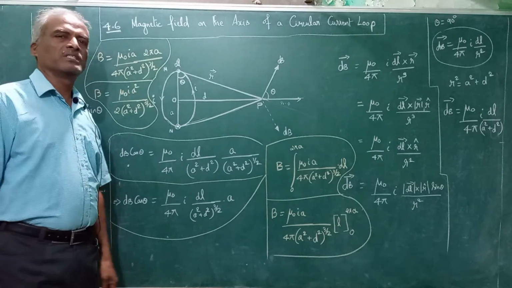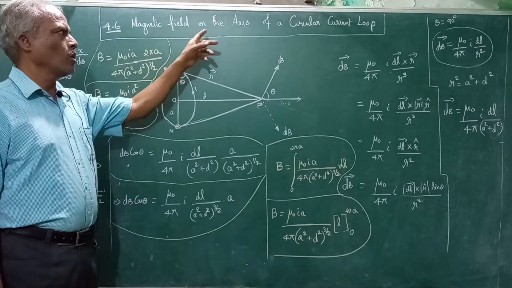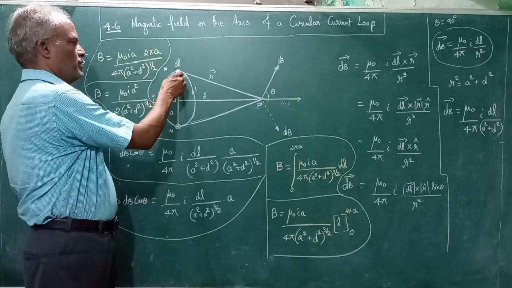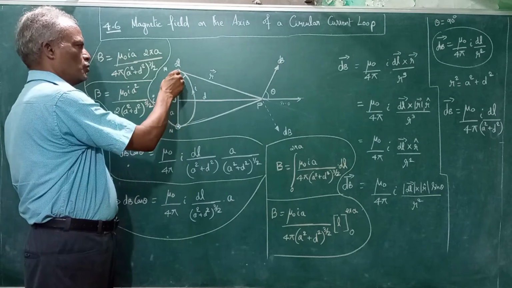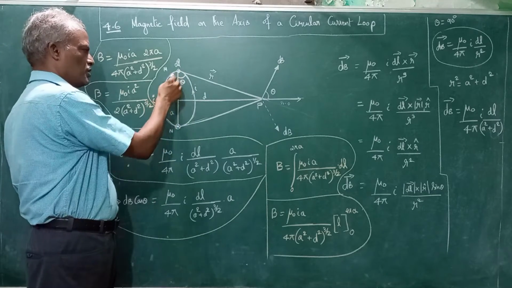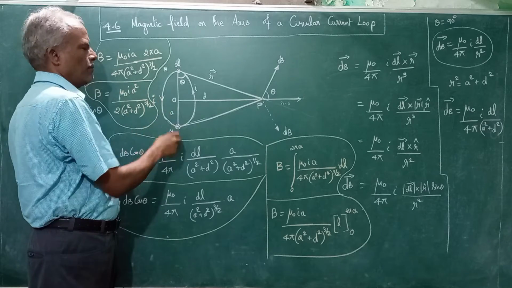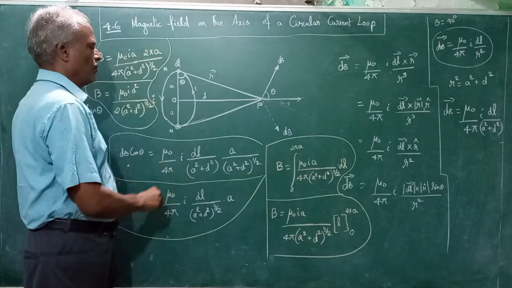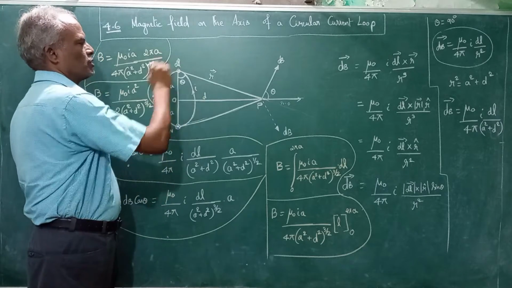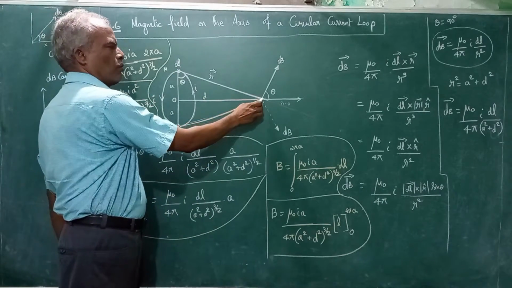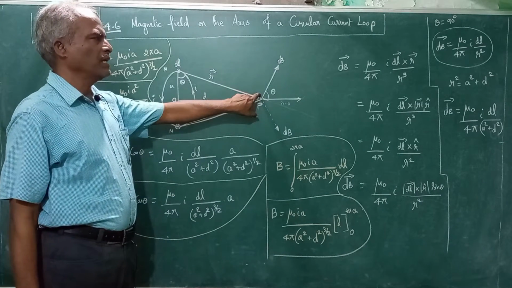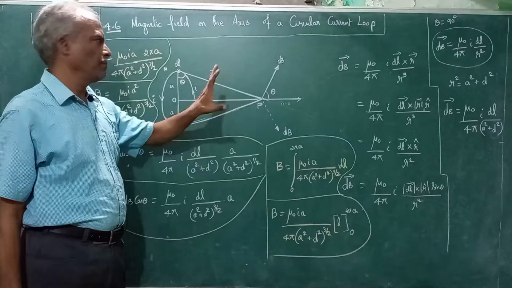So today's topic is about the magnetic field on the axis of a circular current loop. So we have a circular current loop. Through this loop, current is flowing. So this is I. The radius of the loop is a. The current is flowing in this loop and we are considering a point P. We are interested in finding out the magnetic flux density at this point P.